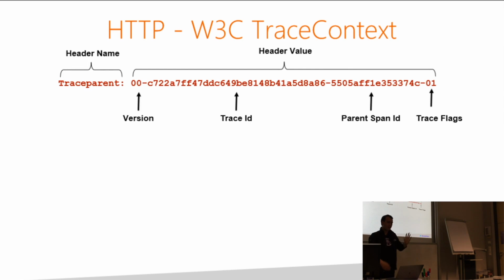You don't really need to know all the details, but basically the first part is the version, then the next part is the trace ID, then the next part is the parent span. So in the next service, you know what the parent of that first span is, that's stored there, and then you can store different flags, which doesn't really matter.